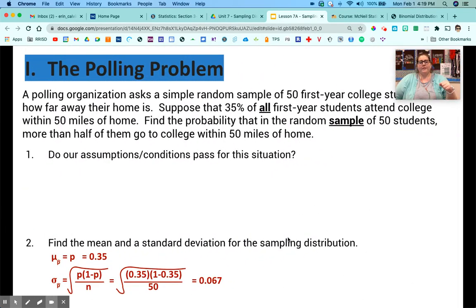So we're going to jump into a problem. I'm going to go through one example in this video. It's what we did in class. And then I do have another example that I'm going to do in a separate video just so that you have extra practice if you would like it.